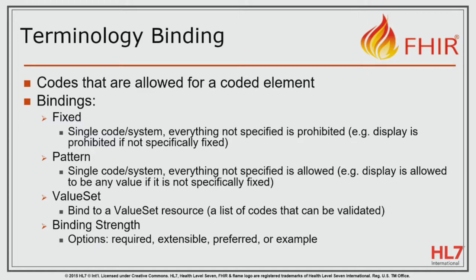This is slightly different to pattern. Pattern is where you have a single code and system, and everything not specified is allowed. So if you set the code as something and the code system as something else, you can then put in a display of whatever you want. And you can also add extensions here, which I think ends up being prohibited if you use fixed. You can also bind to a value set, and you have several different strengths of binding for that.